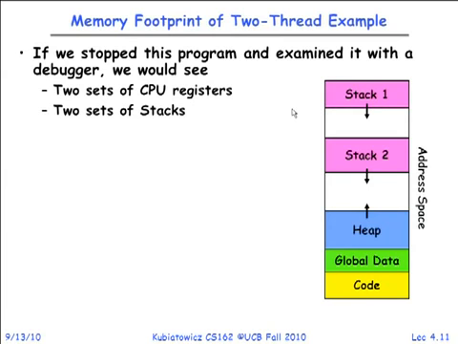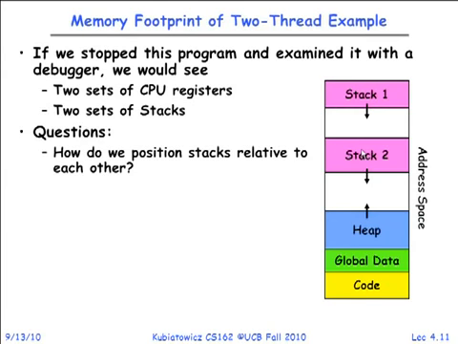Okay, but how do we know where to put the stacks? Do we put the stacks on top of each other? Do we leave space between them? Well, but we don't have any virtual memory. This is unprotected. These two threads are in the same address space, so that's actually not an option. Yeah, so maybe we have a predetermined stack size, 4K, 8K, something.